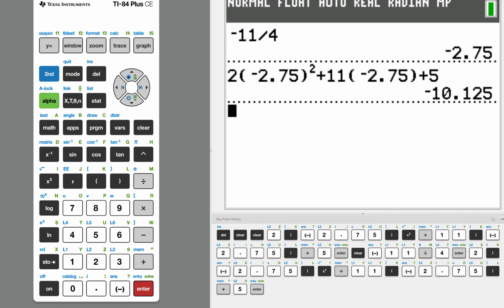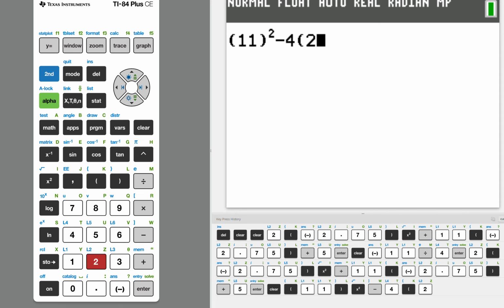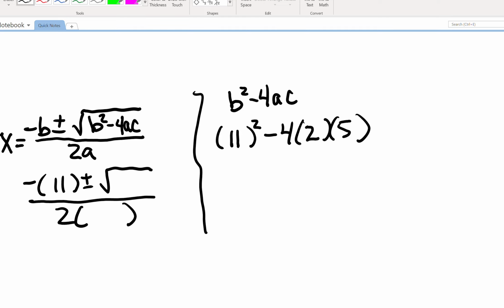So I type in 11 squared minus 4 times a, which is 2, and c, which is 5. And then I hit enter, and I get 81. Fantastic. So you can work through this by hand. You can just go through and kind of verify.